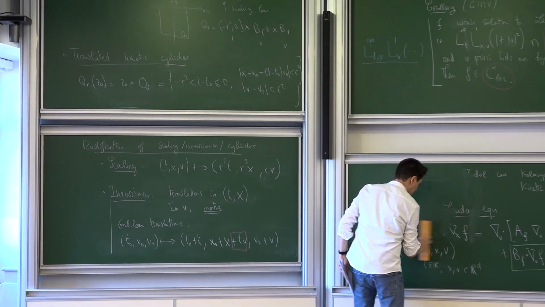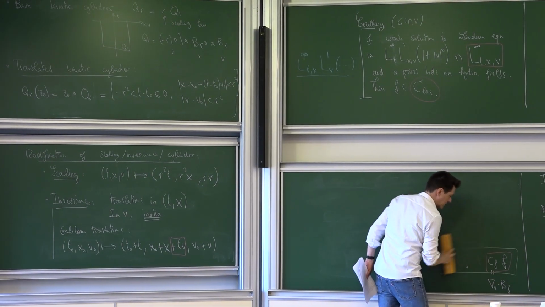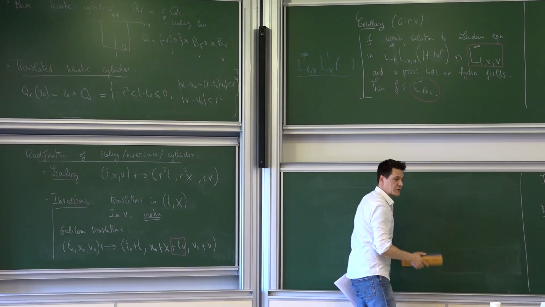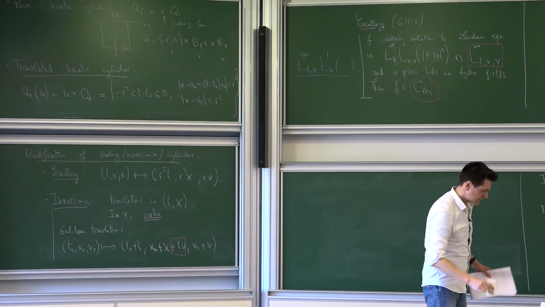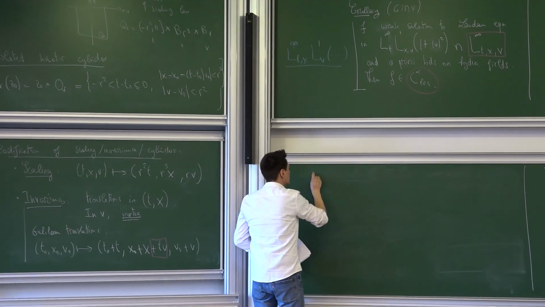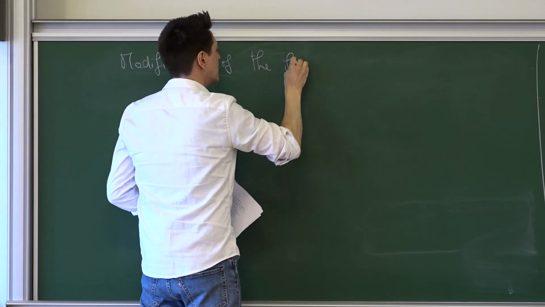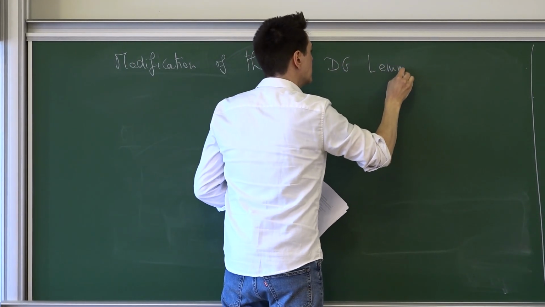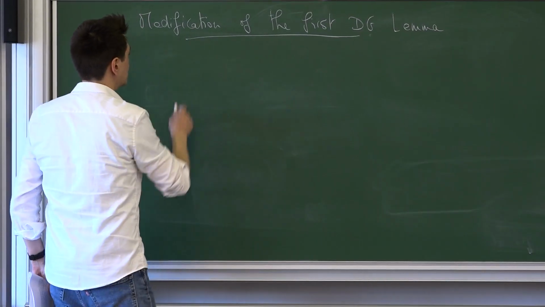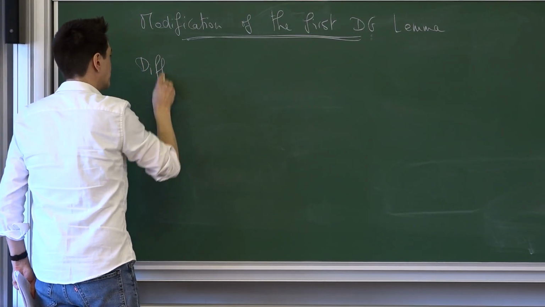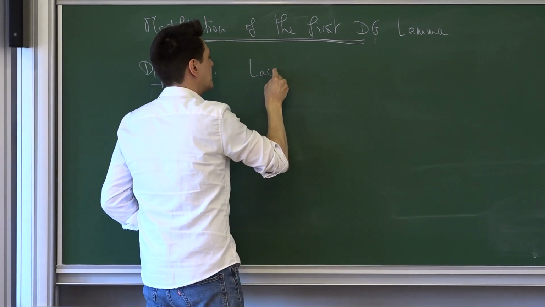Okay, so now that we have the scaling, I'm going to follow exactly the structure that I exposed before. Still the one that goes back to De Giorgi. I'm going to tell you how to extend the first lemma and then the second lemma. So, modification of the first De Giorgi lemma. So the main difficulty, just as a guide, the difficulty is the lack of ellipticity in x.